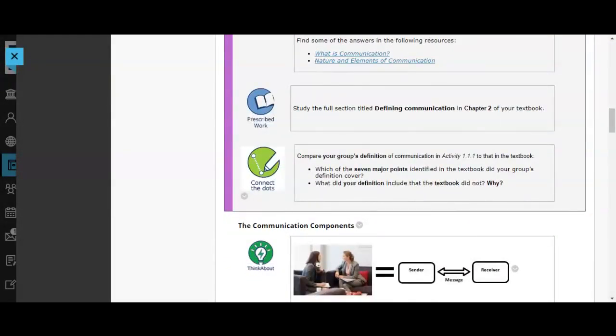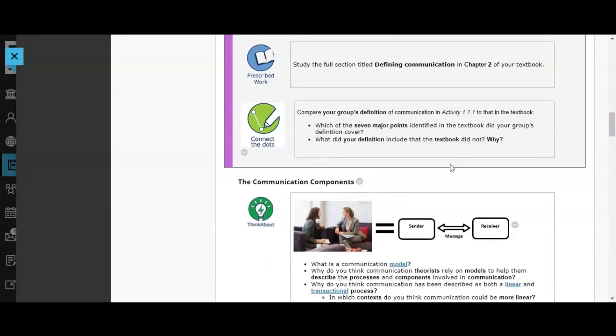Then you need to compare your group's definition from activity 1.1.1 to the textbook. How many of the 7 major points did your definition include? Why do you think there are some things you left out? Why do you think that you included what you did? The 7 major points of communication will make a lot more sense once you have actually worked through defining communication in chapter 2.